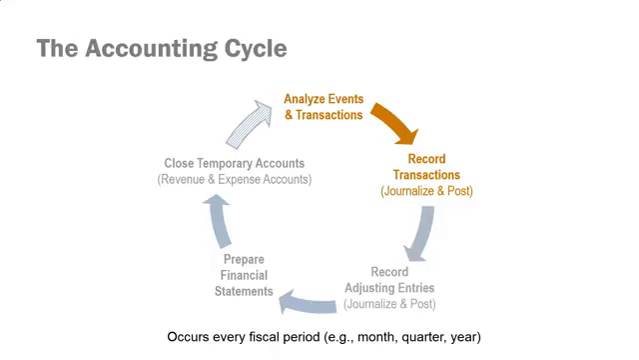We've analyzed events and transactions and recorded them in the books using journal entries and T accounts. But before we can prepare the financial statements for the company, we have to make some adjustments to some of the accounts. These are called adjusting entries. To do this, we'll use journal entries and post to T accounts just as we did to record transactions before.